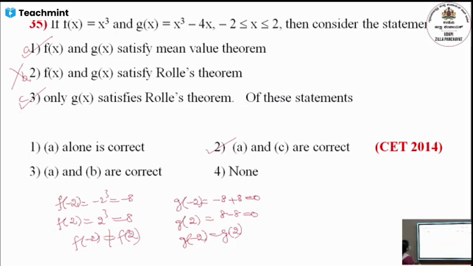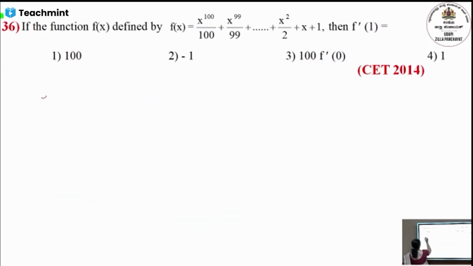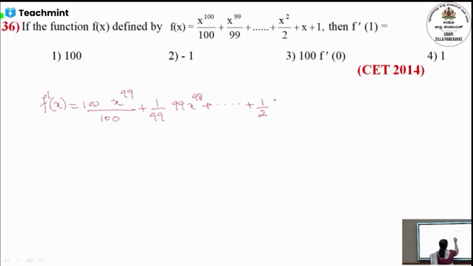One last question. This again is there in your textbook. You have to find f dash of x. F dash of x is what? 100 into x to the power 99 divided by 100. 1 by 99 is constant. 99 x to the power 98 plus 1 by 2 x square derivative is 2x plus 0.